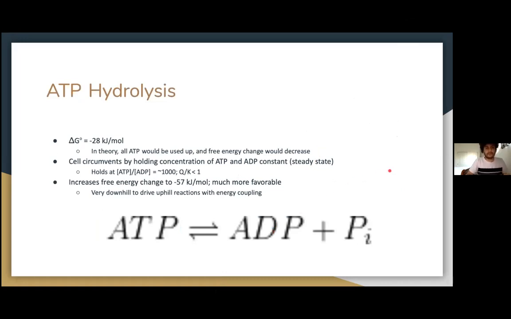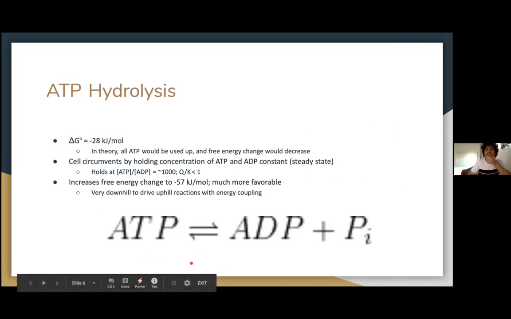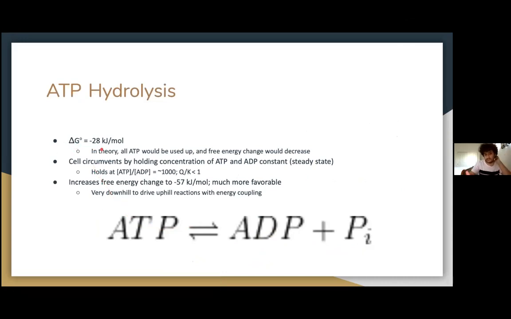All right, so now let's look at a biological example, which is ATP hydrolysis. Shown here, ATP, you hydrolyze the terminal phosphate to get ADP and a free phosphate. Very important to the cell. So at standard state, its delta G value is negative 28 kilojoules per mole. So that's a negative value. That means the forward reaction is spontaneous.